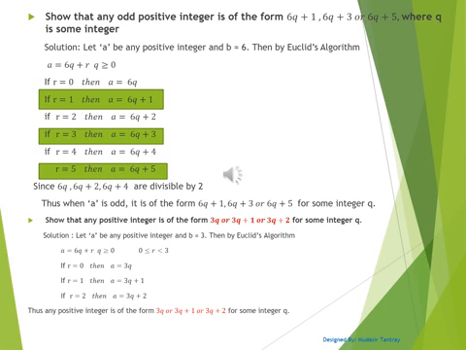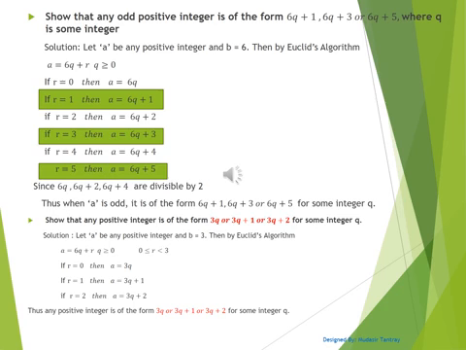If our remainder is equal to 0 then a is equal to 6q. If our remainder is equal to 1, then a is equal to 6q plus 1. If r is 2, then a is equal to 6q plus 2. If r is 3, then a is equal to 6q plus 3. If r is 4, then a is equal to 6q plus 4. And if r is 5, then a is equal to 6q plus 5.